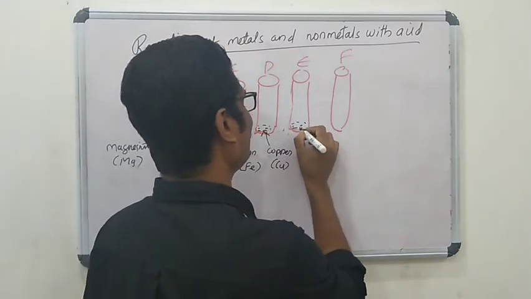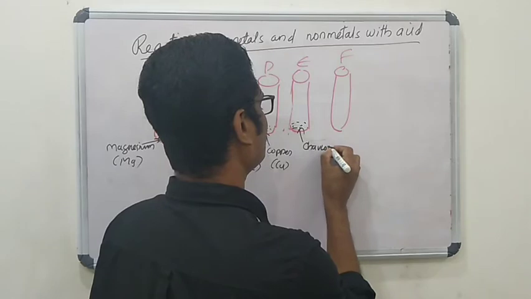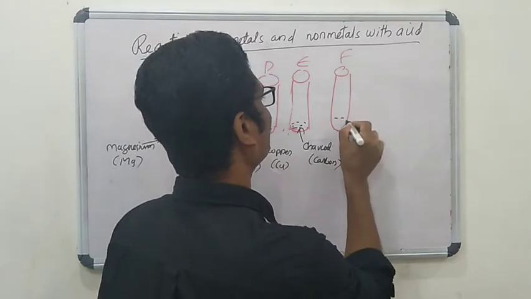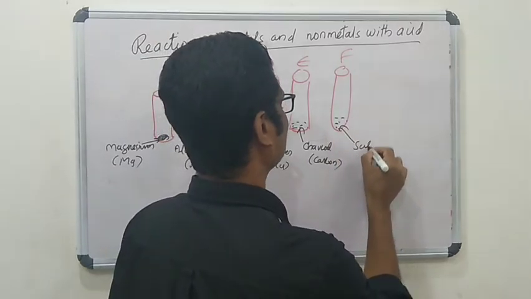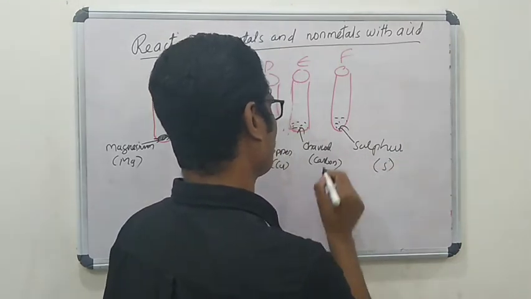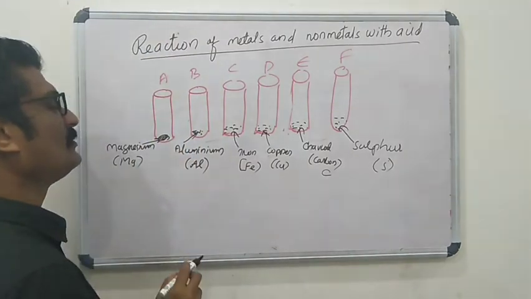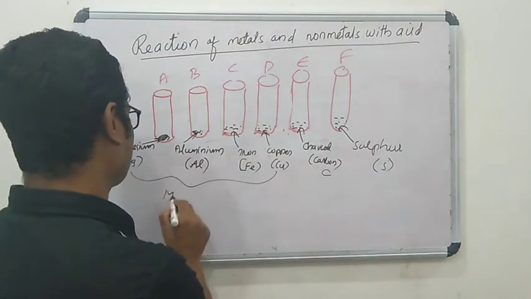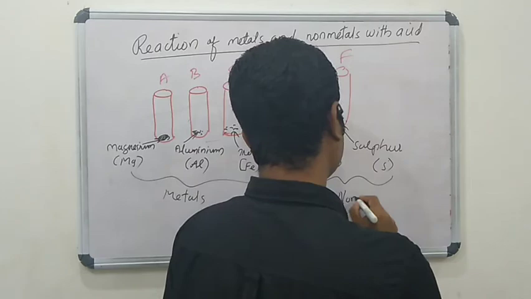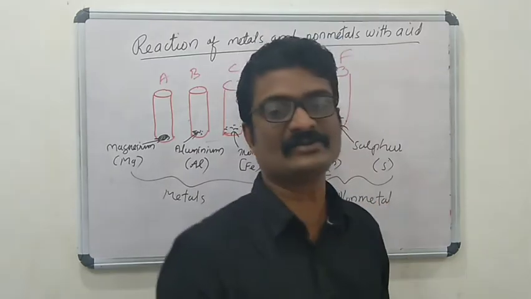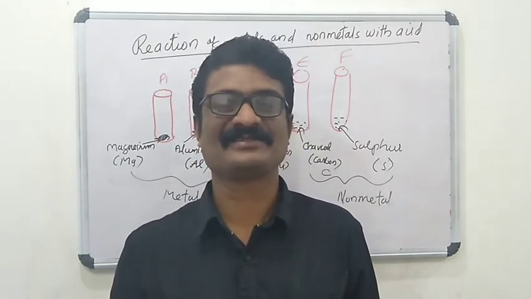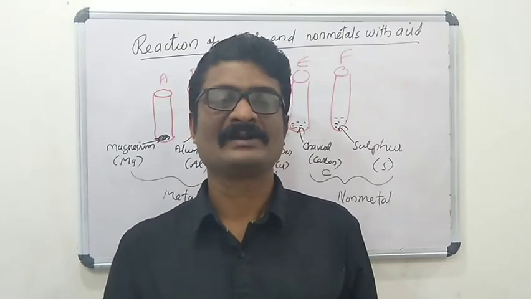Then test tube E, charcoal, which is nothing but carbon, and test tube F, sulfur. The symbol of sulfur is S, and the symbol of carbon is C. Here magnesium, aluminium, iron and copper are metals. Carbon and sulfur are non-metals.